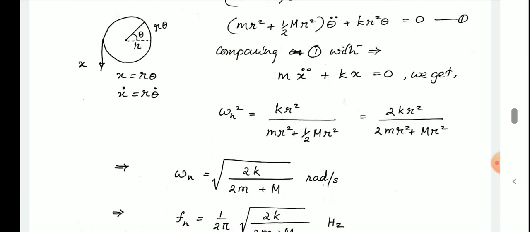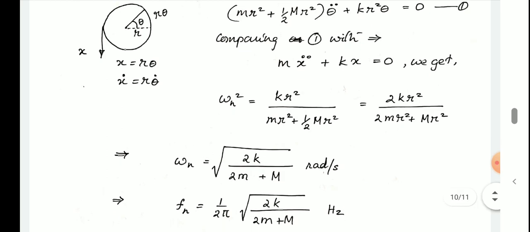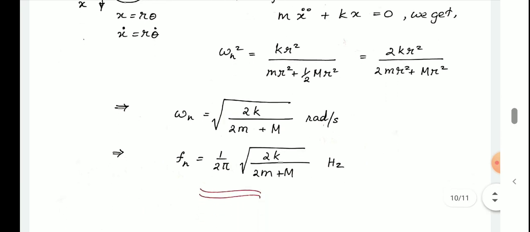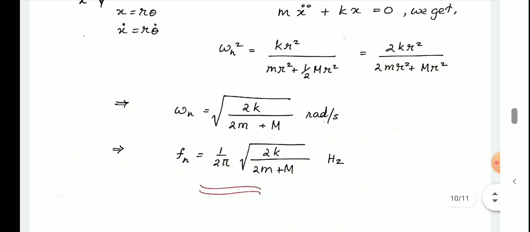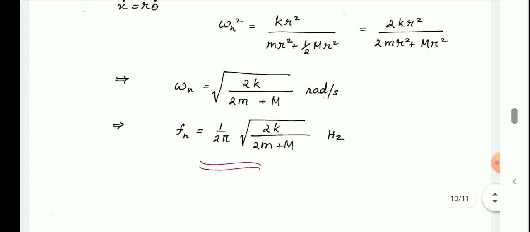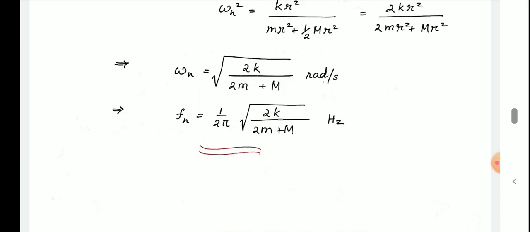Again, multiplying it with 2, you will get 2 k r square divided by 2 into m r square plus capital M into r square. If it is omega n square, taking the root, you will obtain omega n, which is square root of 2k by 2m plus capital M radians per second. As I had mentioned earlier, if natural frequency is asked, then you have to definitely find the value of natural frequency both in radians per second as well as hertz. This is only to be in the safer zone. So Fn is 1 by 2 pi into omega n. Substitute the value of omega n, find Fn.